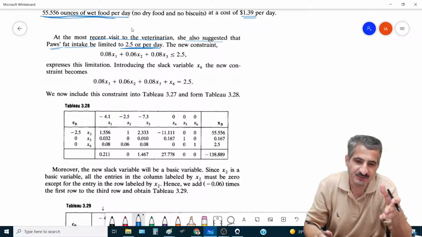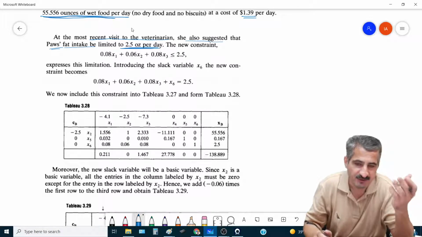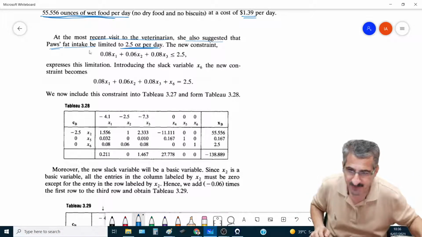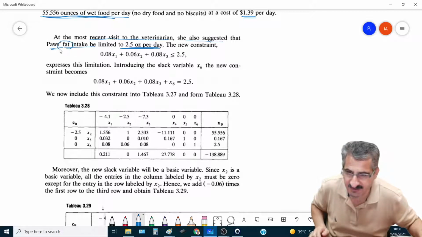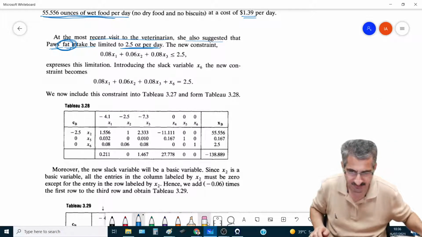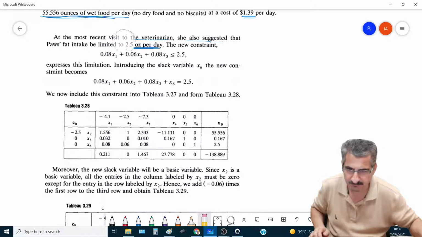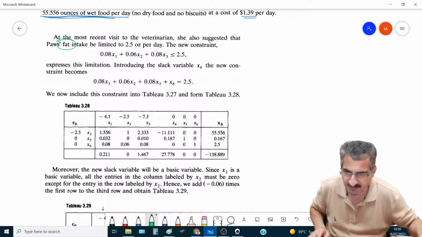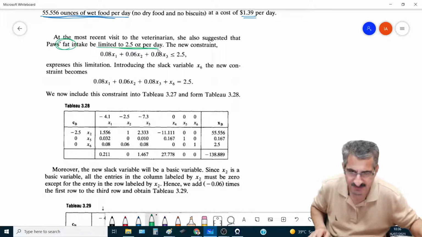This limitation was not given at the beginning. It is added afterwards. So we get a new constraint. It is fat intake. It is for fat, right? And we go back. So let me give it green. The fat shall be limited to, which means at most this amount.